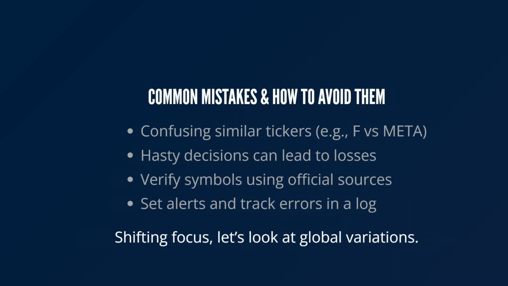Slide 8. Lesson 5, Common Mistakes. Mistakes with tickers happen all the time. People confuse similar codes like F for Ford versus Meta for Meta Platforms, or Snap for Snap Inc. versus an unrelated entity. Errors like these can cost money and confidence. The antidote is verification. Check symbols on official exchange sites, set alerts and keep a simple log of your trades and insights. Mistakes are lessons in disguise, teaching you patience and discipline. Shifting focus, notice how awareness and care with tickers mirror broader financial mindfulness.